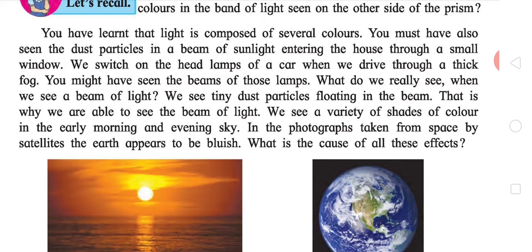What do we really see when we see a beam of light? We see tiny dust particles floating in the beam. That is why we are able to see a beam of light. We see a variety of shades of color in the early morning and evening sky. In the photograph taken from space by satellite, Earth appears to be bluish. What is the cause of all this?